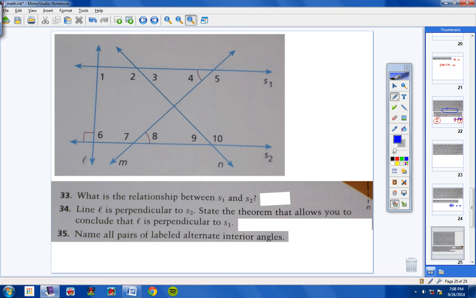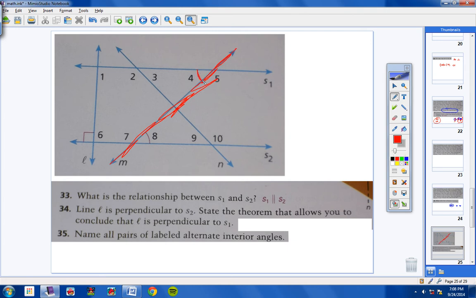Okay, what is the relationship between S1 and S2? Well, we know they're parallel. We know for sure they're parallel. How do we know that? Well, I'm going to show you why. See this transversal right here. Okay. All right.